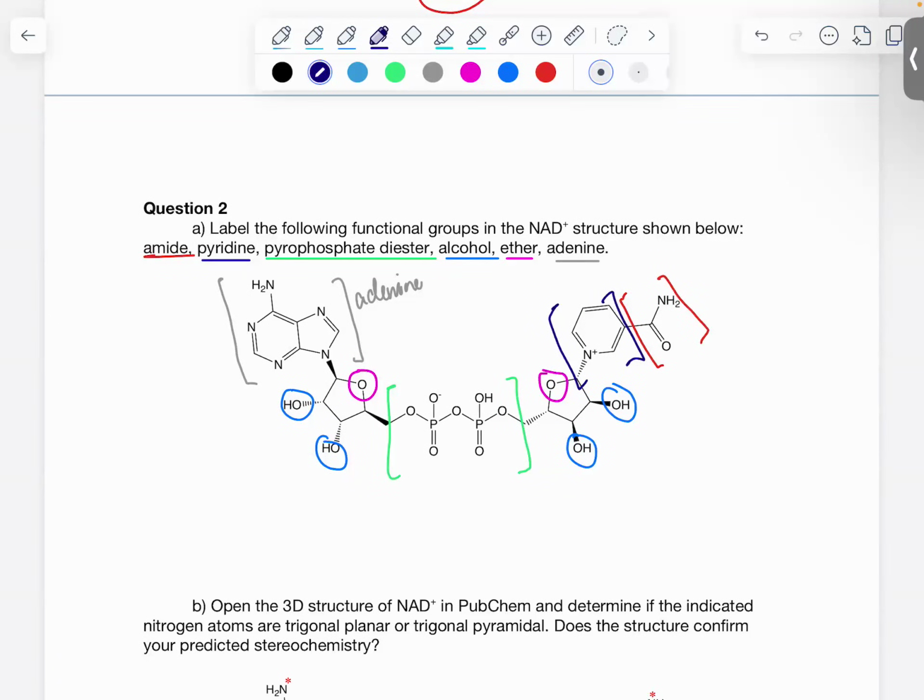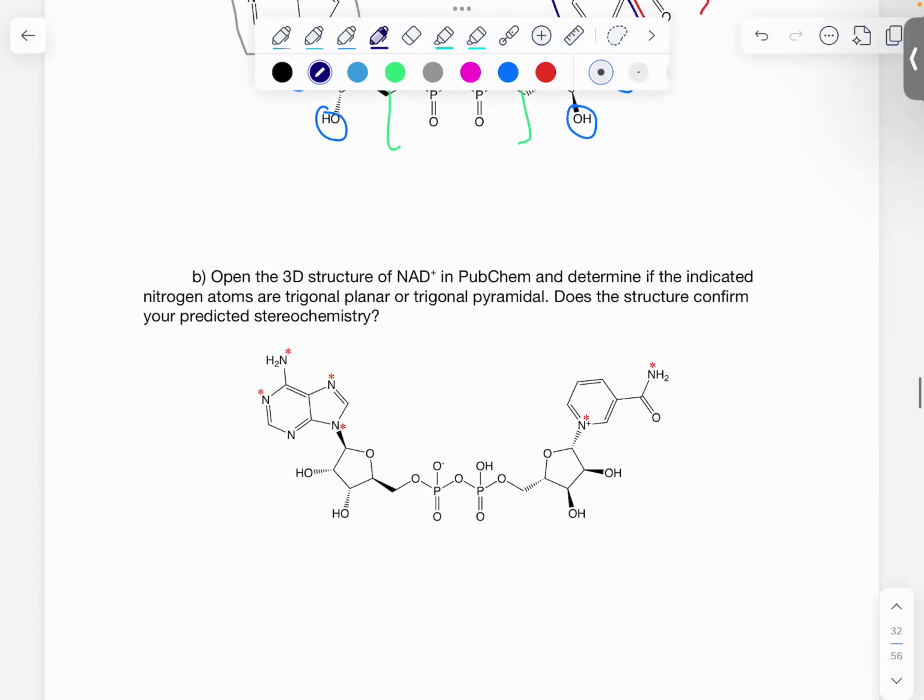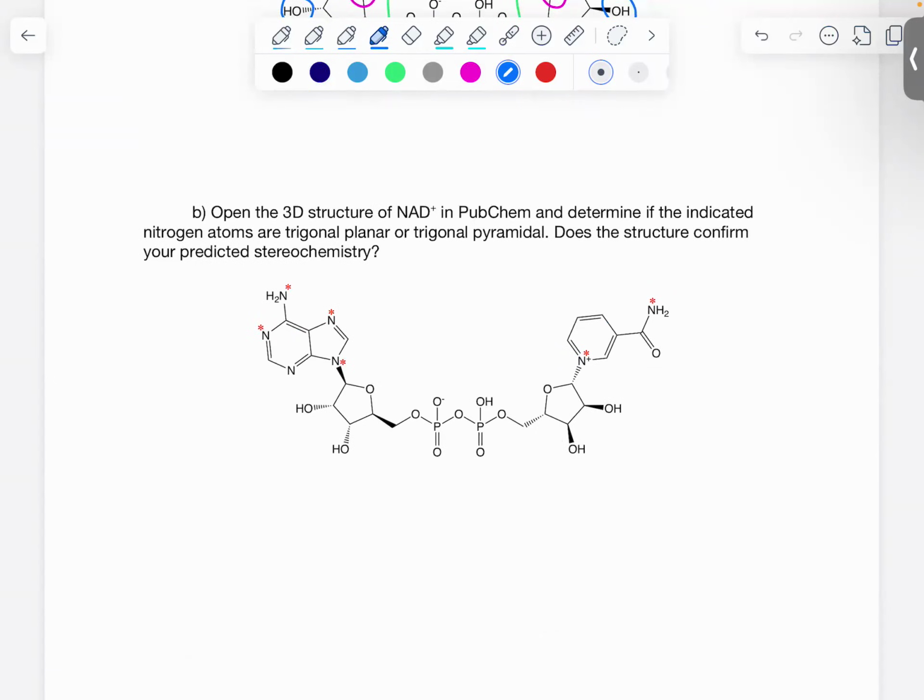So next we could look at the 3D structure of NAD in PyMol, or well, PubChem. PyMol is another software, but you guys won't ever need to use that. And determine trigonal planar or trigonal pyramidal. This can also be done just with your understanding of molecular geometry and electronic geometry. And all of these will be planar.